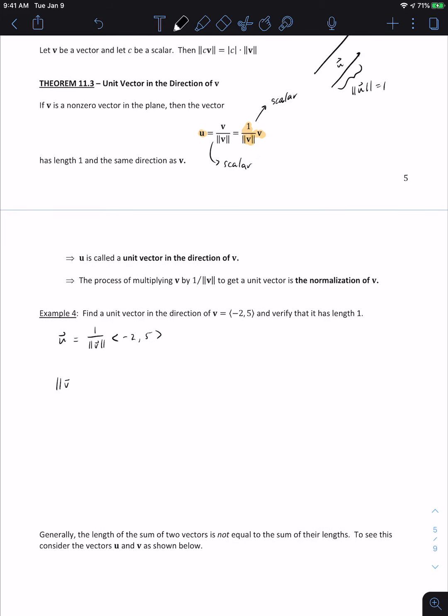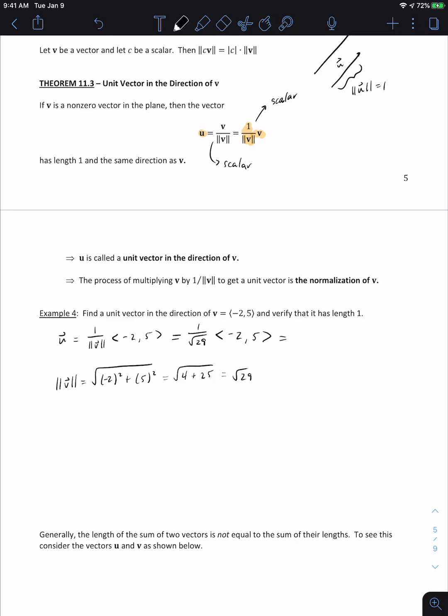So the magnitude of v, how do we do that? Remember, it's just the first component squared plus the second component squared underneath the square root. So this is -2 squared plus 5 squared underneath the square root. So I get 4 plus 25 underneath the square root, so I get radical 29. So if I was going to find u, it's 1 over radical 29. Again, that's just a scalar. It's a really awkward scalar, but it's a scalar. And then I'm multiplying it times the vector v, which is -2, 5.